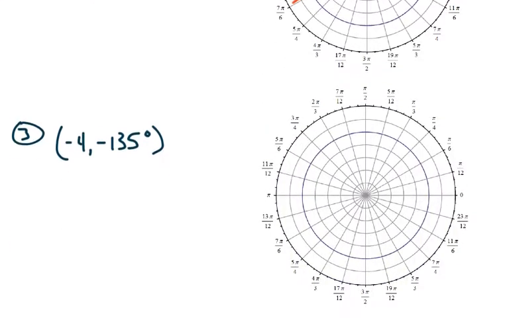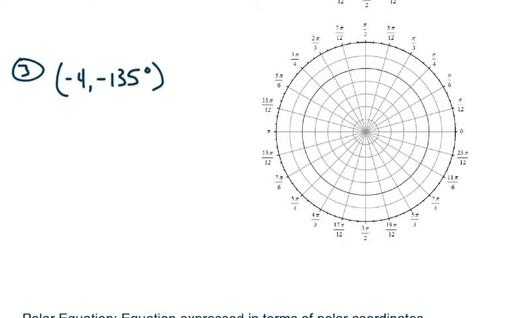Let's try a third one here. Negative 4, negative 135 degrees. So this time we have a negative angle measure, which is fine. Negative 135 degrees. So let's see, negative 90 degrees would be down here, and then we're going to need to go another 45 degrees. Let's see, that's clockwise. So our negative 135 degrees is out here. So this angle is negative 135 degrees.